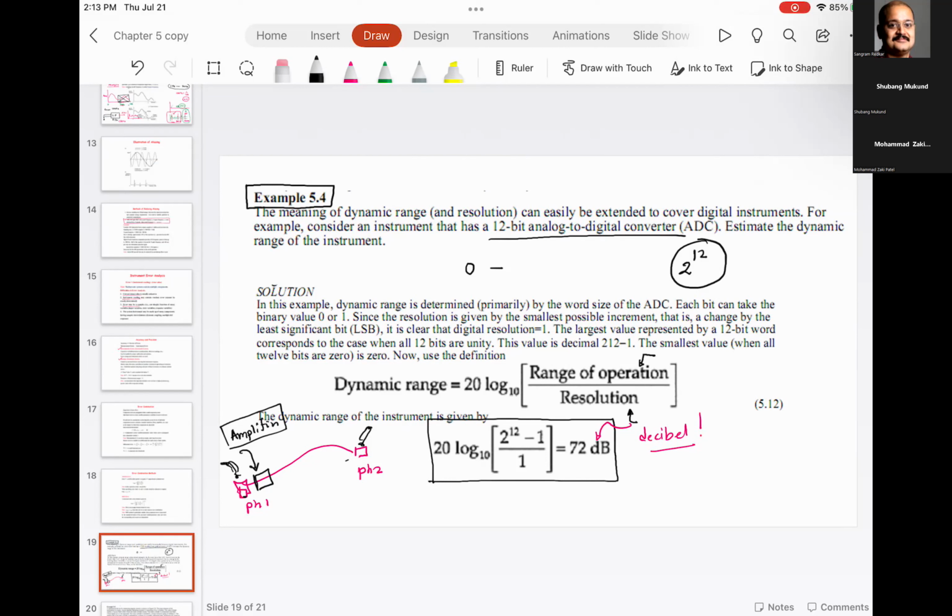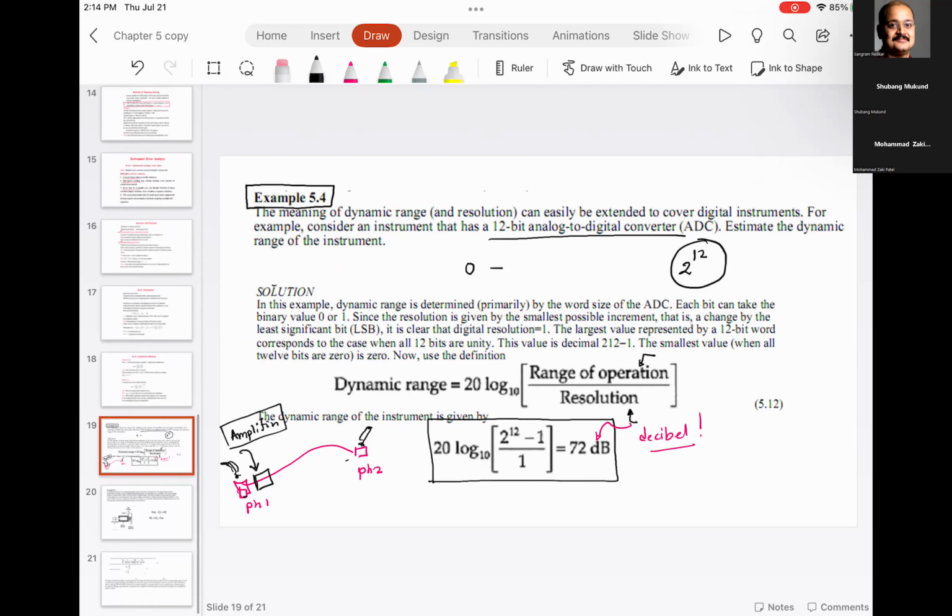That's why the Bell unit came into existence. But the Bell unit was essentially quite large. So the decibel is a fraction of that Bell unit that is currently used in all control systems, communications, and data analytics. Everyone understood this? Okay.